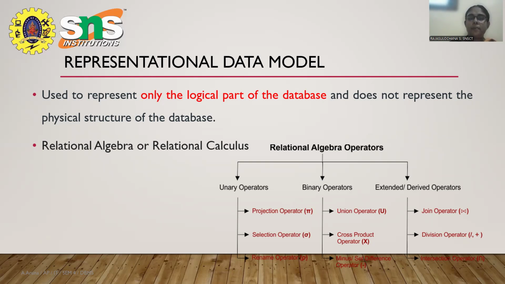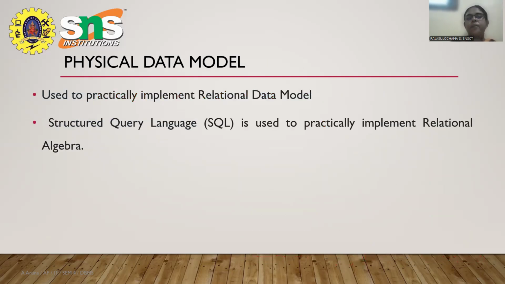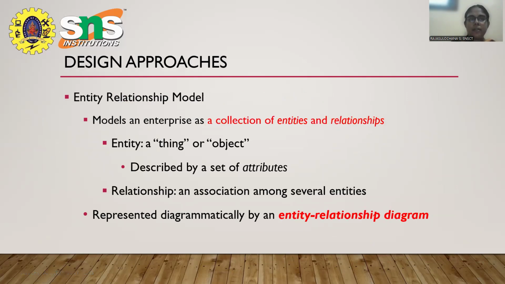The relational data model is used to represent only the logical part of the database. It does not have anything to do with the physical structure of the database. That you need to be clear about. On the contrary, what is the physical data model? It is used to practically implement the relational data model. One example is Structured Query Language, or SQL.